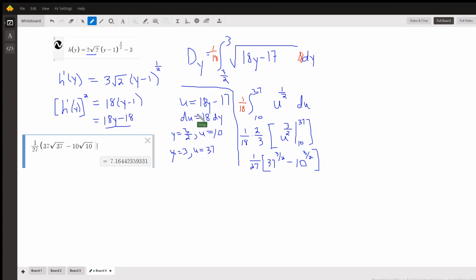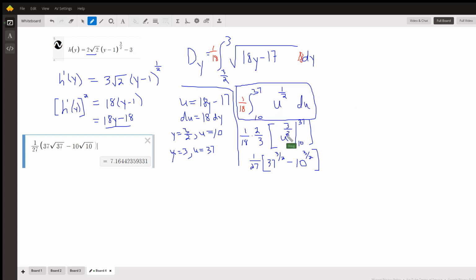Use u substitution. I'll let you look that over. When y is 3/2, u is 10. That's why this limit is 10. When y is 3, u is 37. And du is 18 dy, so I need to put an 18 here and a 1/18 out front. And here's what I end up with after I've replaced everything in terms of u.